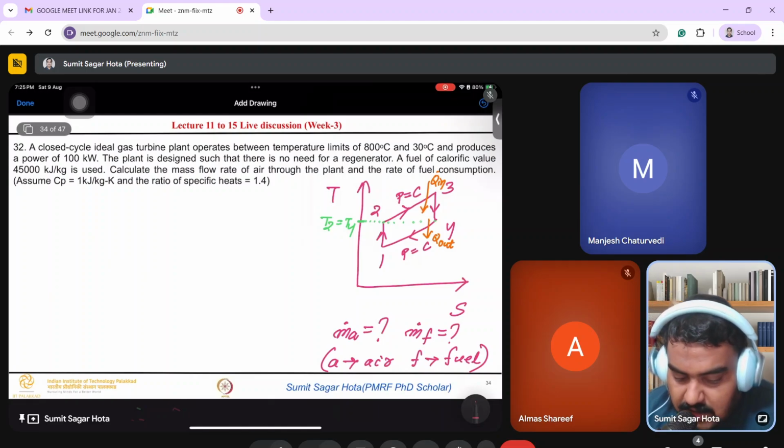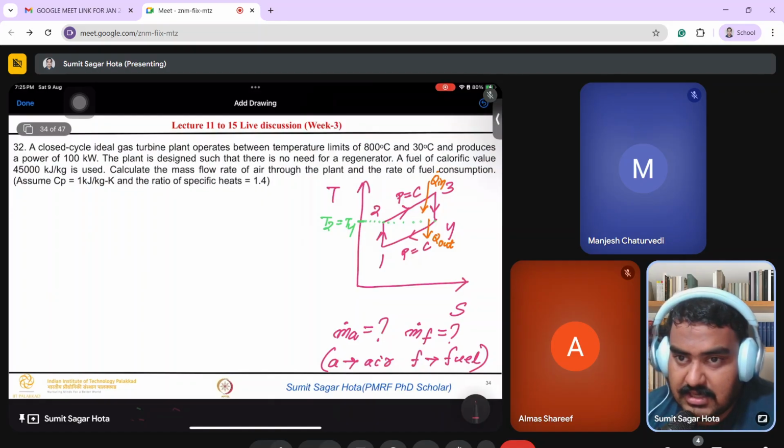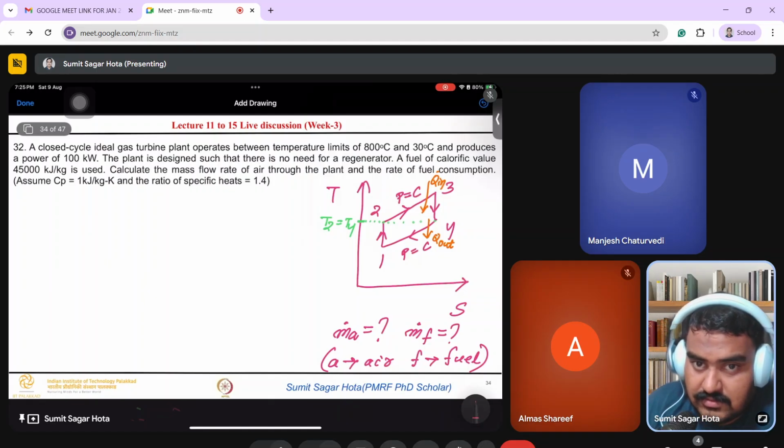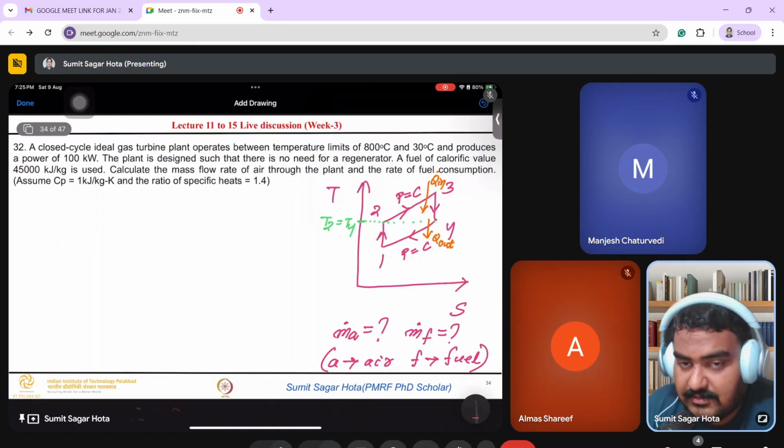So here I have already drawn the cycle for the Brayton cycle of your gas turbine engine. From 2 to 3 there will be heat addition and from 4 to 1 there will be heat rejection. We need to find out the m dot a and the m dot f.